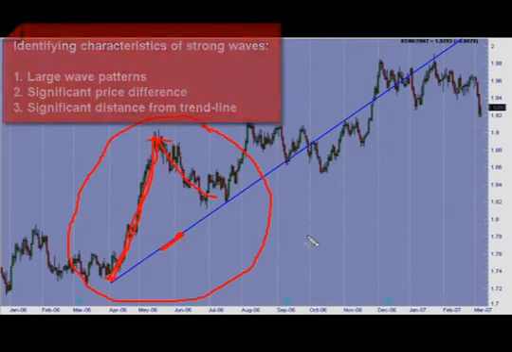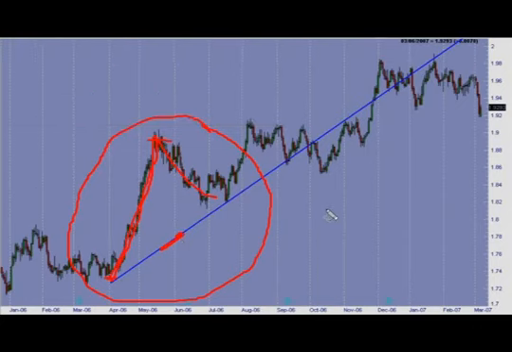Now most patterns will not have all three characteristics, but if they have one, and in particular two, you certainly want to pay attention to them. An example can be seen in this pattern right here. Now this is certainly not as large as a prior pattern, but you do see a dramatic draw from one point to another, price difference, as well as a significant move away from the trend line that would be established.